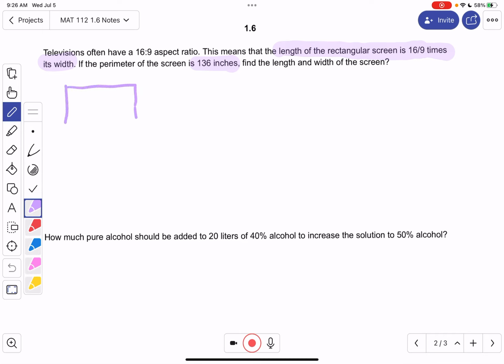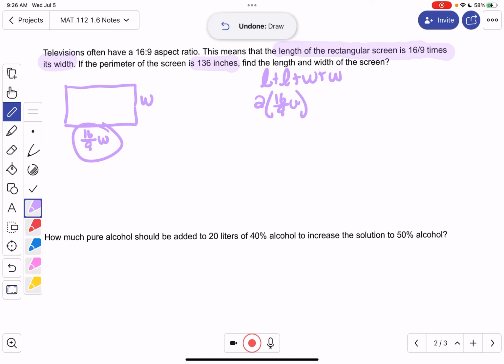So we start by having a screen. The width is some number, and the length is 16/9 times that width. That's what that aspect ratio means. Now, perimeter is when you add up all the sides. So it's like saying length plus length plus width plus width. So 2 lengths would be 2 times 16/9W, and 2 widths would be 2W. And we know that adds up to 136.